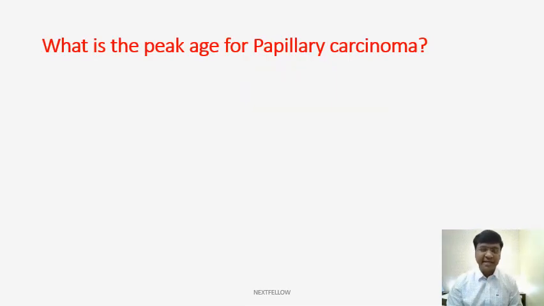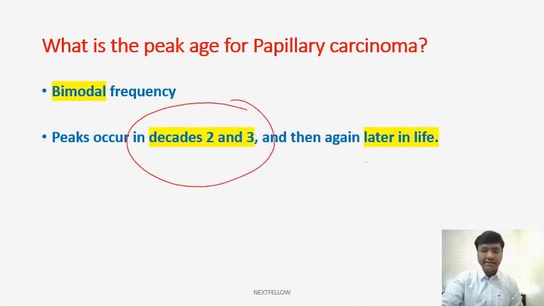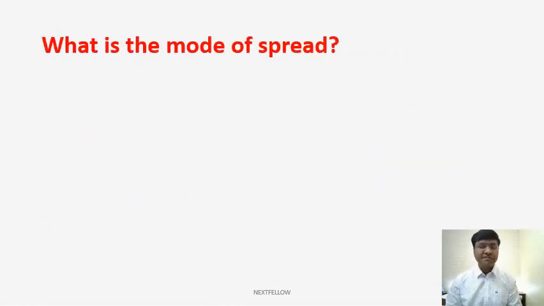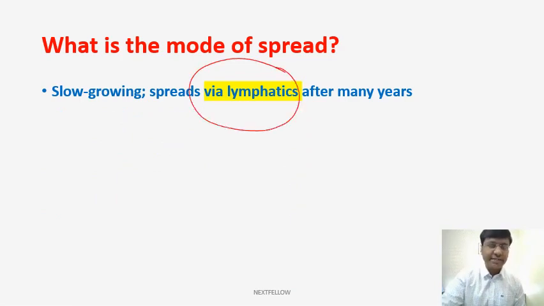Now, what is the peak age for the development of papillary carcinoma? It has a bimodal frequency. That means one peak will occur at around the second or third decade, and then again later in life there will be another peak. So that is what is called the bimodal frequency. Papillary carcinomas are more common in women rather than men. Now, what is the mode of spread? Papillary carcinoma is a slow growing tumor and it spreads via the lymphatics after many years.